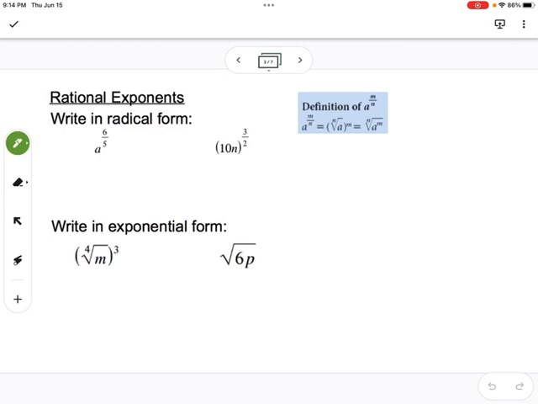Next, if we want to move between radical and exponential form, in our exponential form, this becomes a fraction as the exponent. So when we write our radical form, the numerator is the exponent, the denominator is the number that goes in front of the square root. So we have 5 root a to the exponent 6.